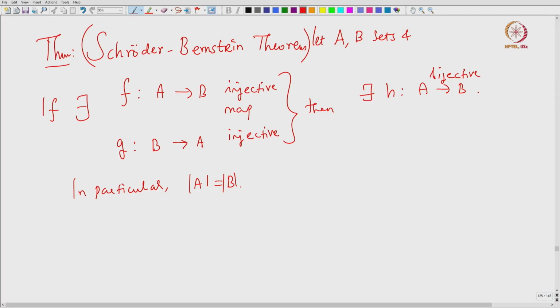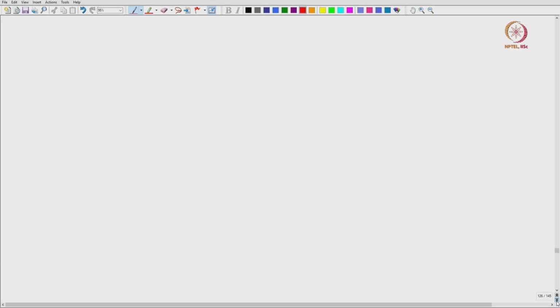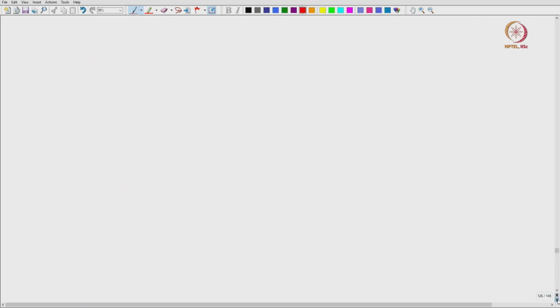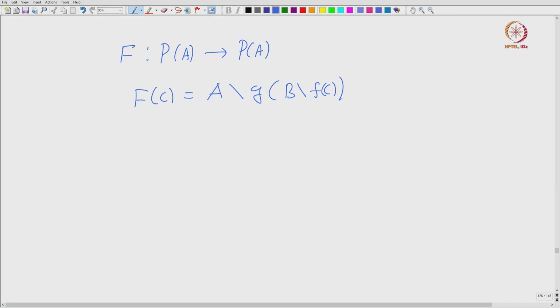So, for that what we are going to do, we are going to define this function capital F from the power set of A to the power set of A. If you think about it, this function is motivated from looking for the fixed point that actually does the job. So, it will be clear once we define the function why it is defined like that. So, define this capital F, which is a function from the power set of A to the power set of A, and which is defined to be F of C equals A difference G of B difference f of C, for all C coming from P of A. So, this is the function that we have defined.